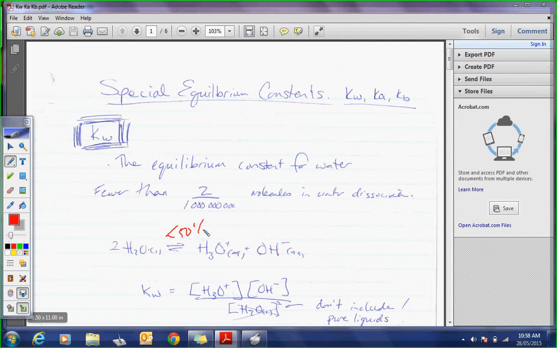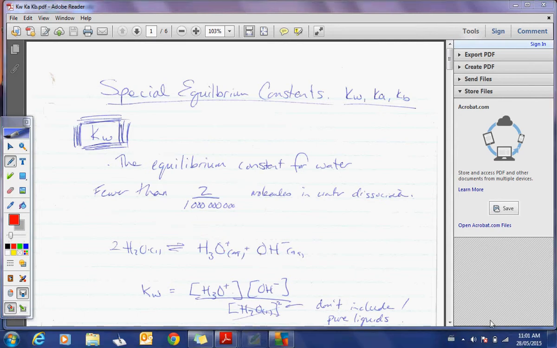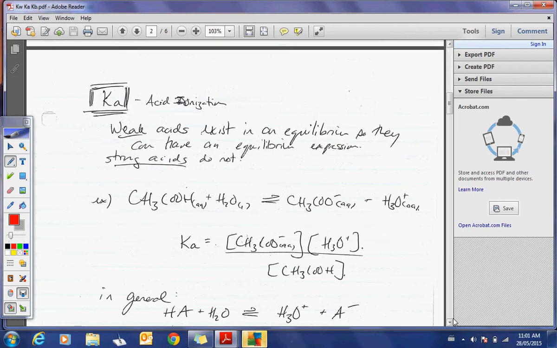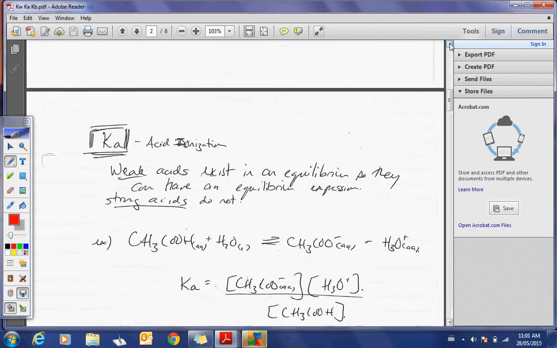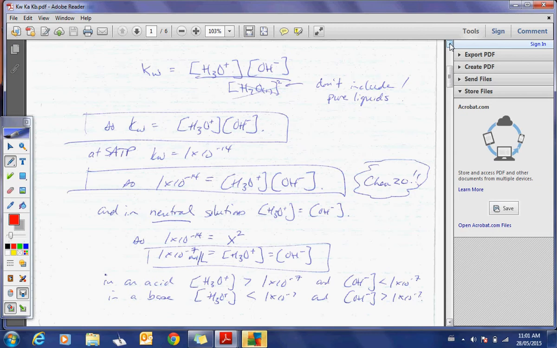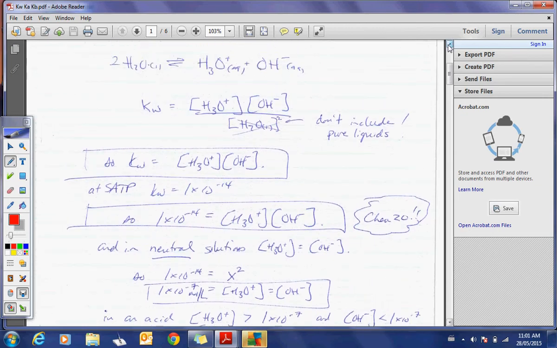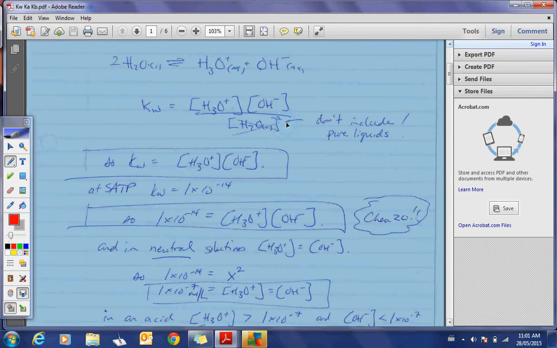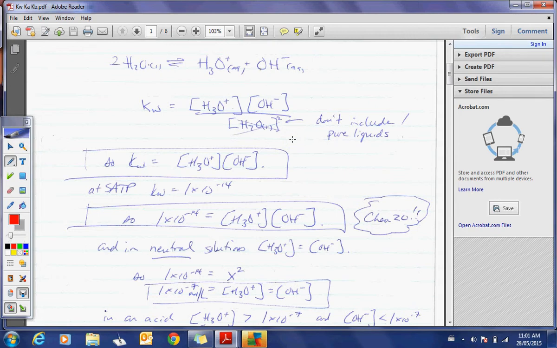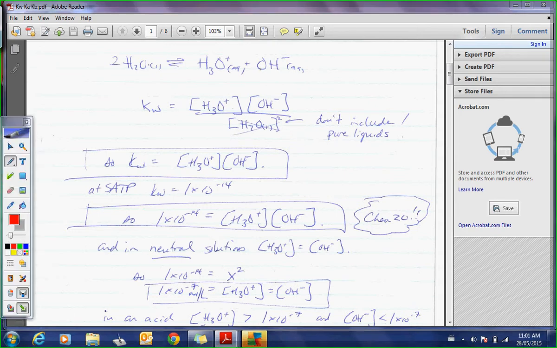Okay, so Kw would be, well, the same as like we were figuring out before, products over reactants, H3O plus and OH minuses, products and reactants being the water, except for, and I've got it squared here because I've got H3O plus, so I needed a second water. Except for we don't include pure liquids, right? We include aqueous and gases, but not liquids and solids, unless it's all liquid and all solid.